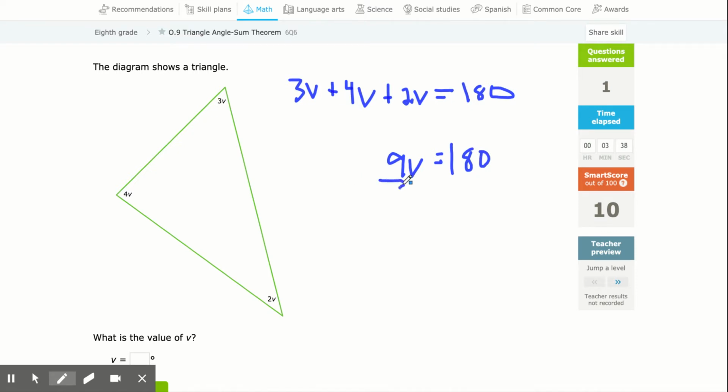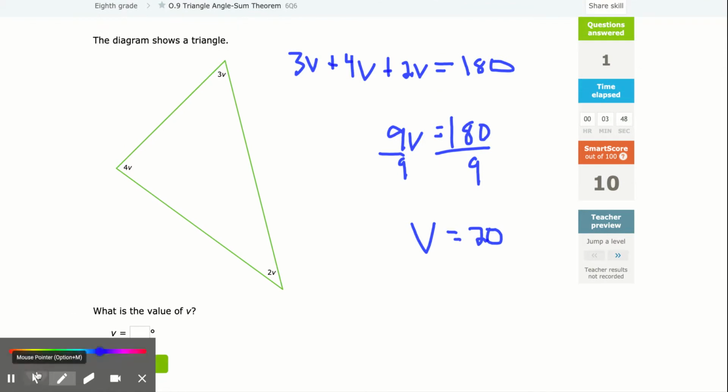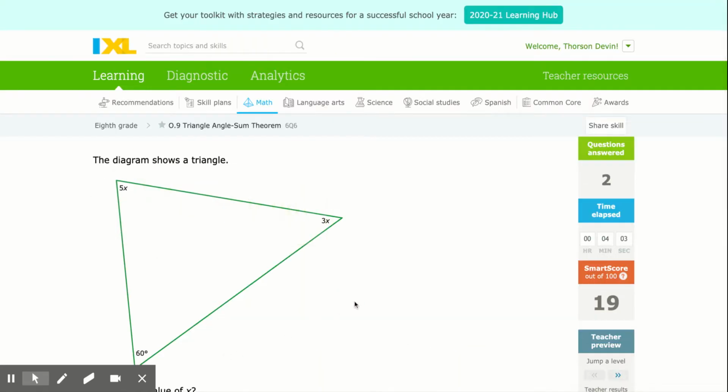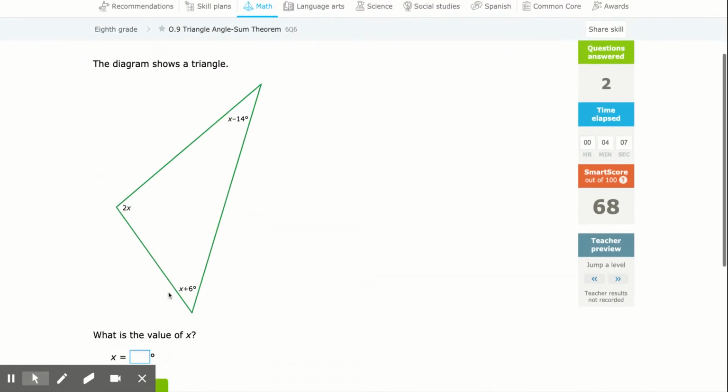Divide both sides by 9, and I find out the value of v is 20. 180 divided by 9 is 20. So I found my v value. Come over here and put in 20. So again, it's not asking for the angle measures. The angle measures, this would be 40, this would be 80, and this would be 60. And 40 plus 60 plus 80 is 180. So it works.